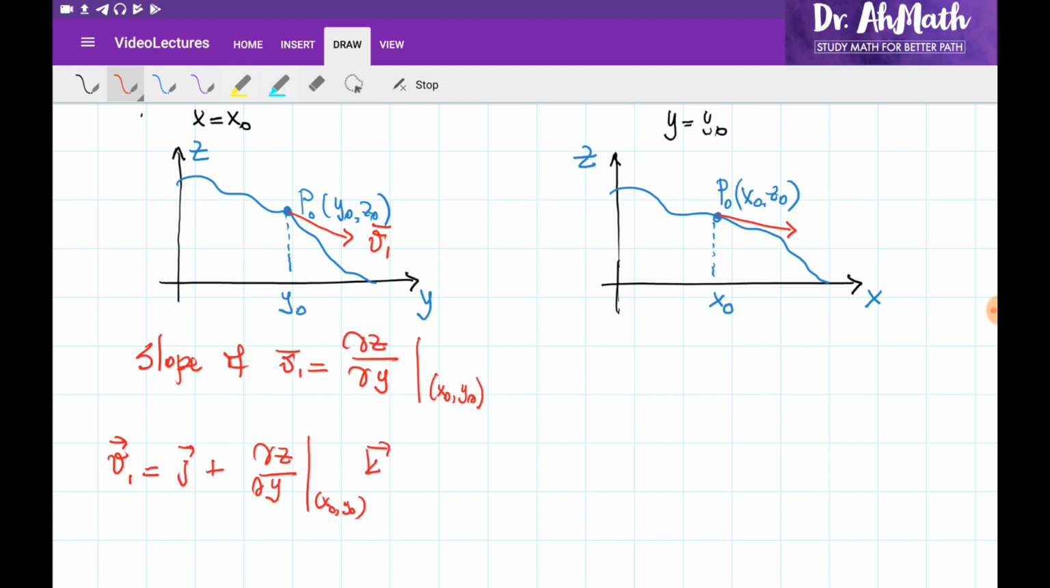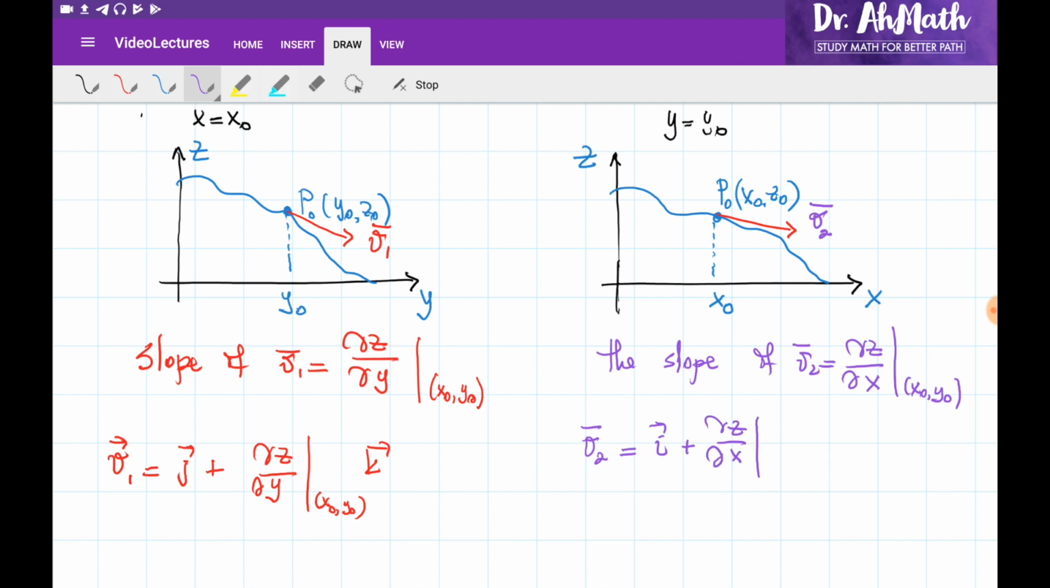The same thing for this vector. If I'm given this vector v2, the slope of this vector v2 is the partial derivative of z with respect to x in this case, at this point x0 and y0. So I can obtain this vector v2 by writing i plus the slope of this line, right? At this point x0 and y0 multiplied by k.